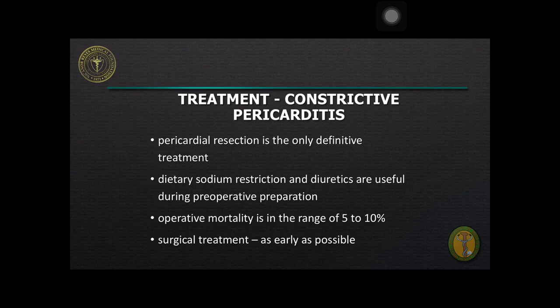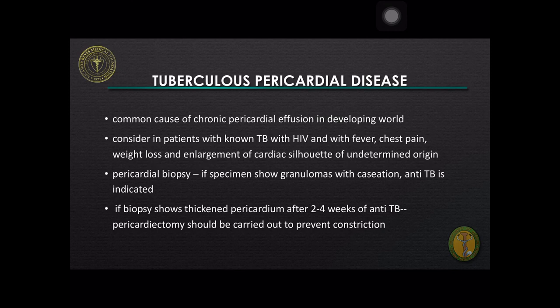Pericardial resection is the only definitive treatment of constrictive pericarditis and should be as complete as possible. Dietary sodium restriction and diuretics are useful during preoperative preparation. The operative mortality is in the range of 5 to 10%, and surgical treatment should be done as early as possible. Tuberculous pericardial disease is a common cause of chronic pericardial effusion in the developing world.